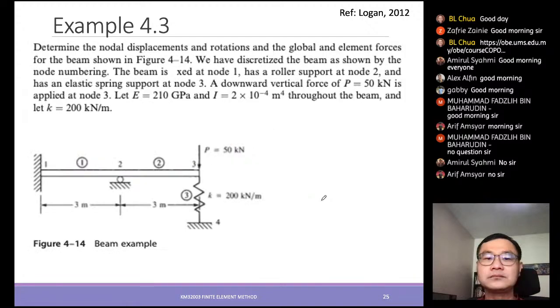Same thing for the fourth one, very similar: node number one, node number two, element number one, element number two, and you can represent this as the beam element.